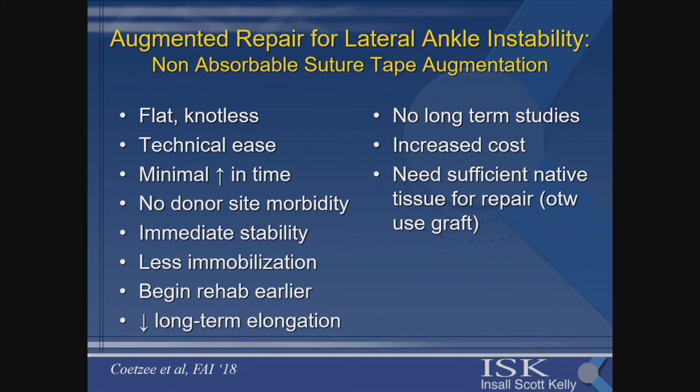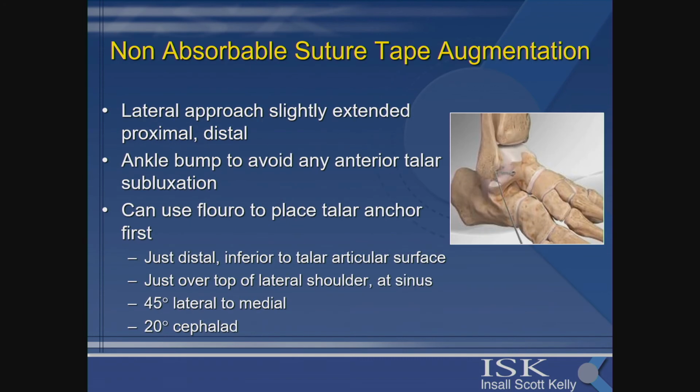So this is not a substitute for your Brostrom, so you have to make sure you have an adequate Brostrom, whether it's with a native tissue or some type of graft reconstruction. I think of this more like a seat belt that you lay over the repair to give it additional strength. So the approach is the same through the open lateral approach.